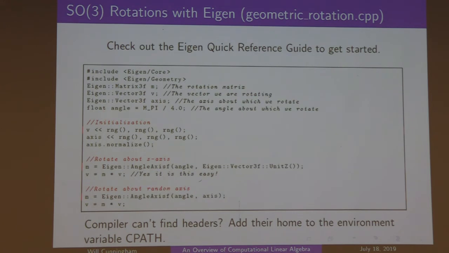As I mentioned when you asked, if you can't find the headers, you need to add that to the variable CPATH. So that's something that you might find you need to do for Eigen in particular. This is not something that comes on most systems, but it's very easy to install. It is on most supercomputers, though, because it's fairly well used.